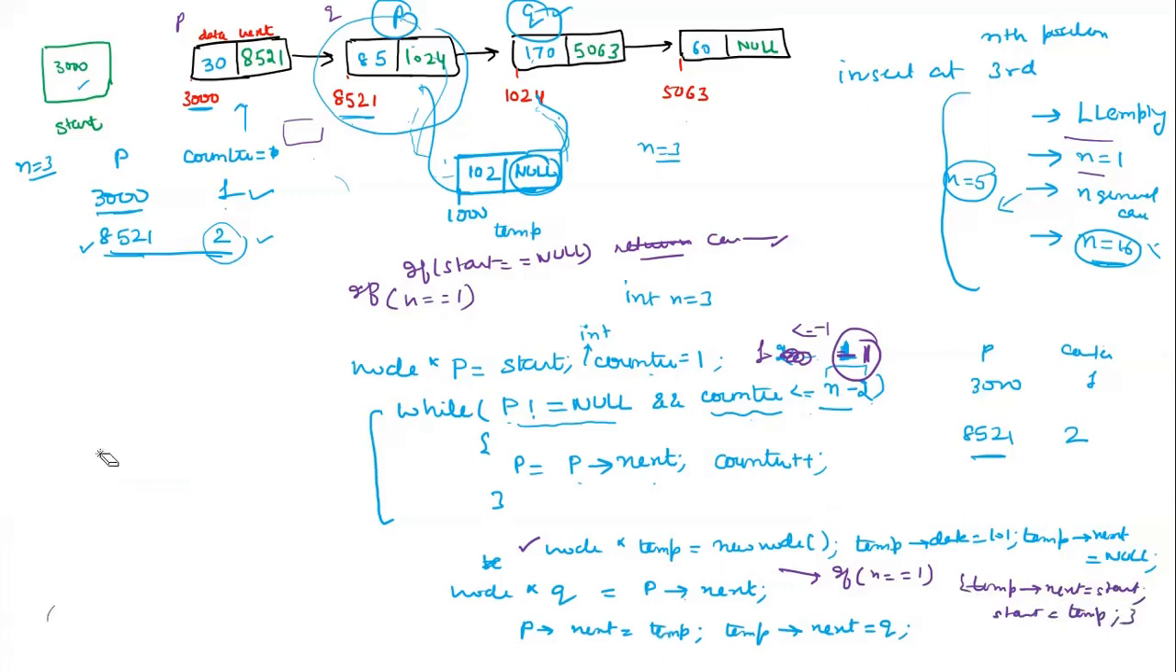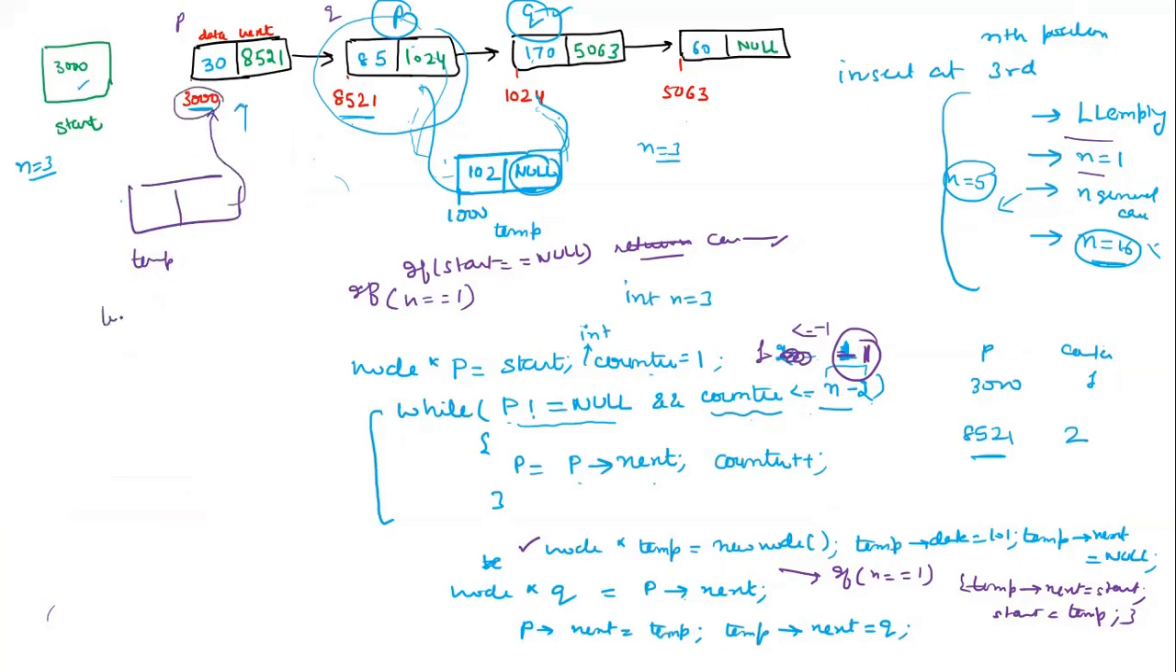How is it happening in this example? The new node that is inserted will be added first, as temp, like this. So the new node is the temp node, and temp should point to this one. What is this thing? This is start. So temp's next is equal to start. I will get this answer as 3000 here, and start should now become equal to temp. So this is the logic for insertion of a new node when n is equal to 1.